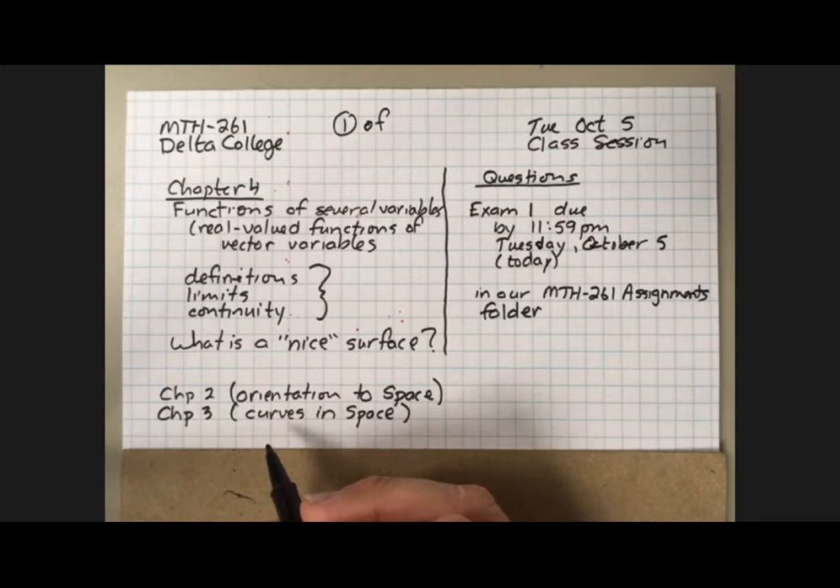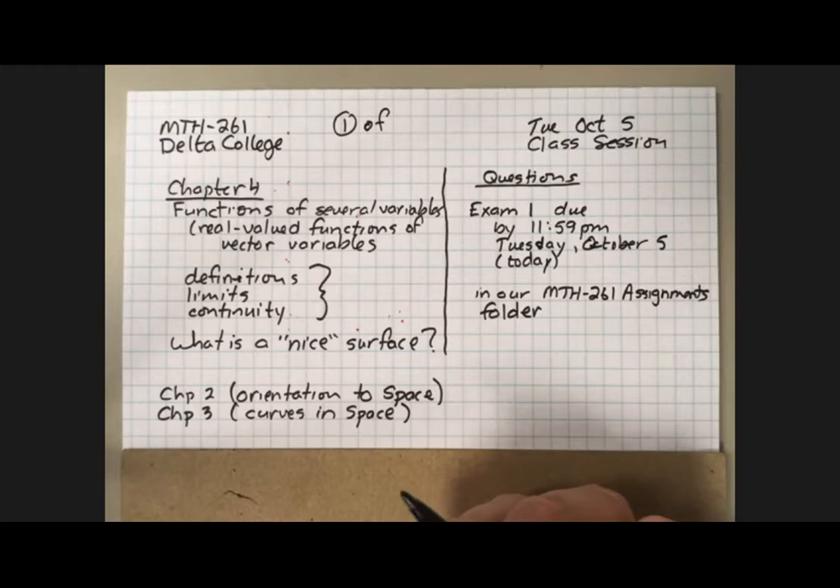Following that parameter T forward or backward. So when I only have two directions that my parameter can operate in, like forward or backward, I call that one-dimensional, because if I straighten that object out, it would just be a number line or a line.